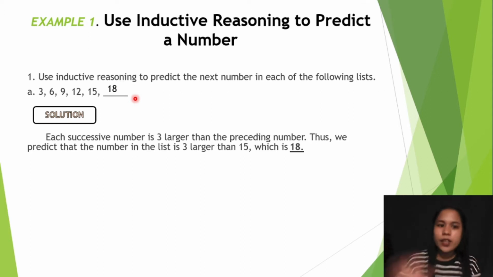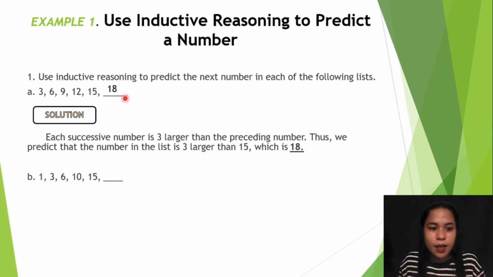Another observation about our first example: they are all divisible by 3. So we can easily get that. You just count 3, 6, 9, 12, 15, and what should be our next number? This is 18.